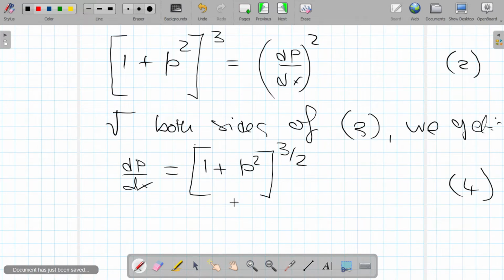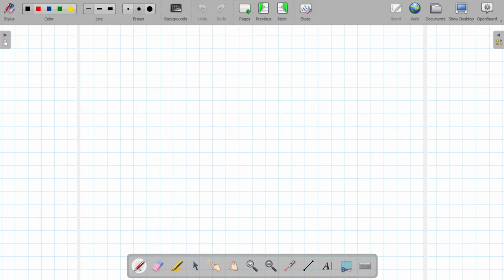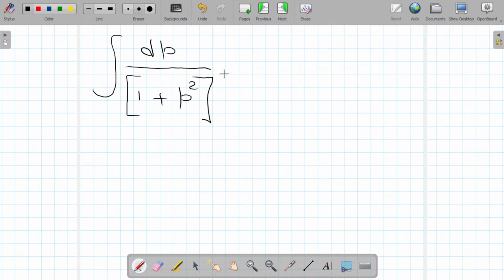This means that we've got it in a form that can be easily separated out. So if we separate out the terms, we've got the integral of dp divided by, in brackets, 1 plus p squared, all to the power 3 over 2, and that's equal to the integral of dx. Now we've got it in a more simplified form that, when we make the next substitution, will be easier to integrate.